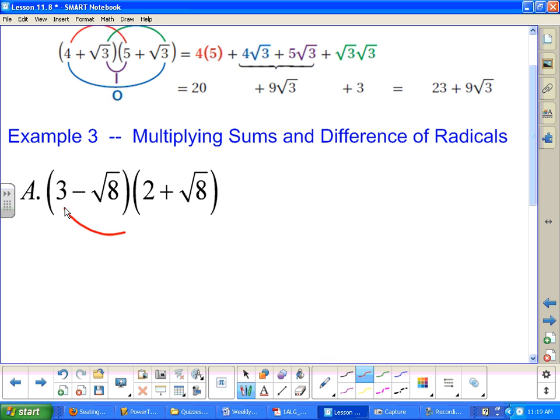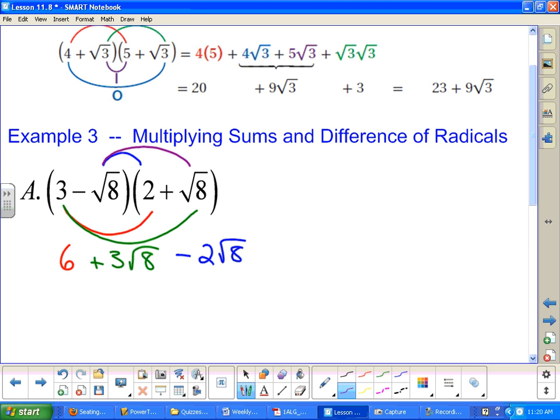So we're going to multiply 3 times 2 and get 6. This is where all my good colors come into play, just like theirs. 3 times the square root of 8, 3 square roots of 8. Negative square root of 8 times 2, negative 2 square roots of 8. And negative square root of 8 times positive square root of 8, negative square root of 64.